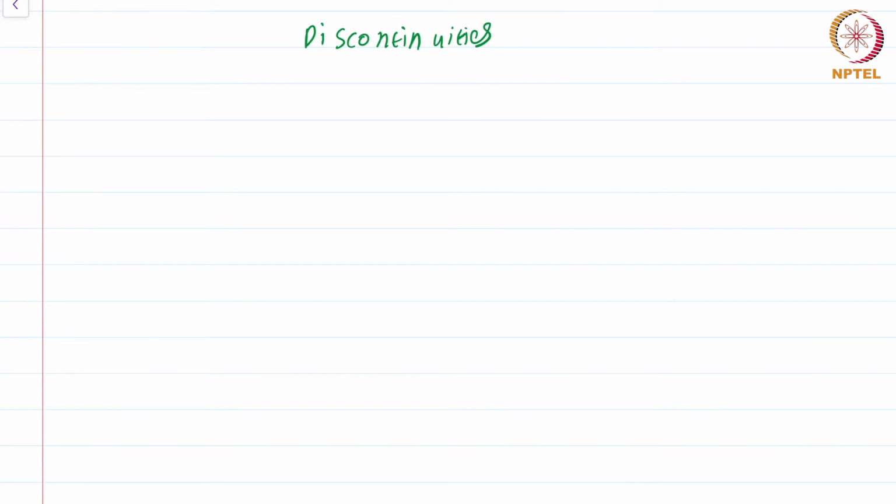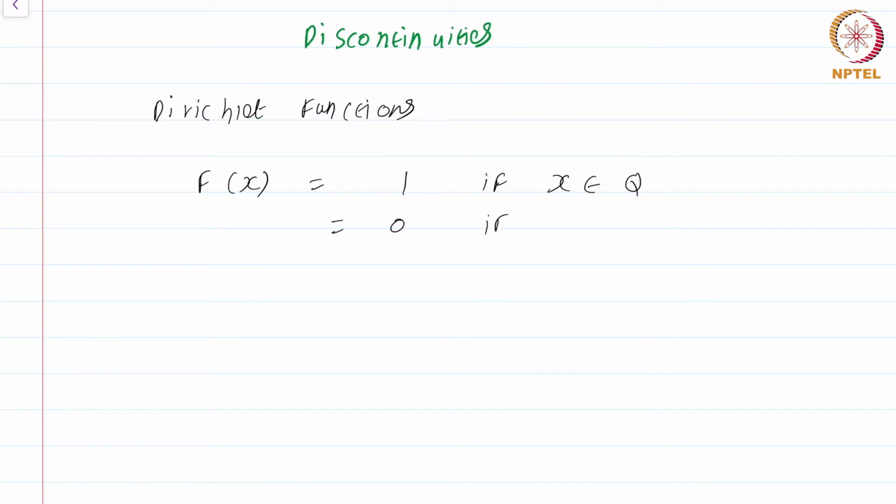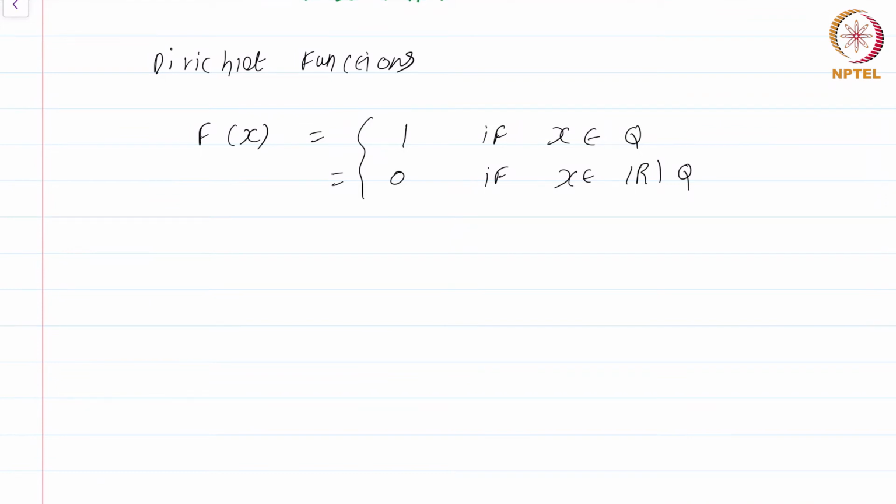Recall the following Dirichlet function that we had introduced a couple of weeks ago. This function was defined to be f of x is equal to 1 if x is in Q and 0 if x is in R minus Q. So this is a function that moves around between 1 and 0. Let's see what kind of discontinuities this function has.